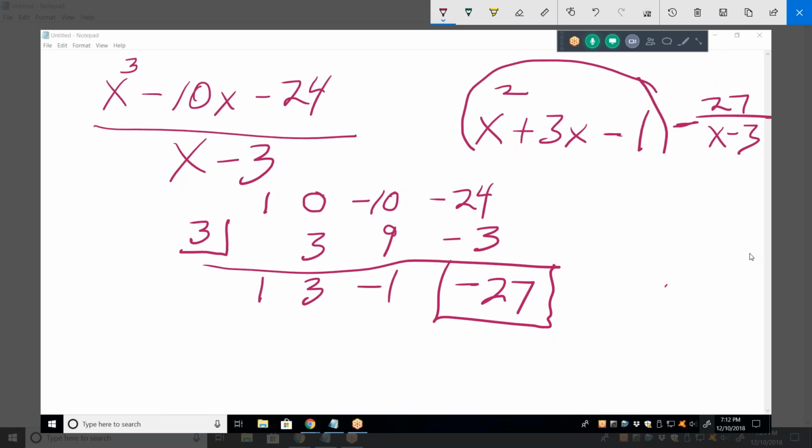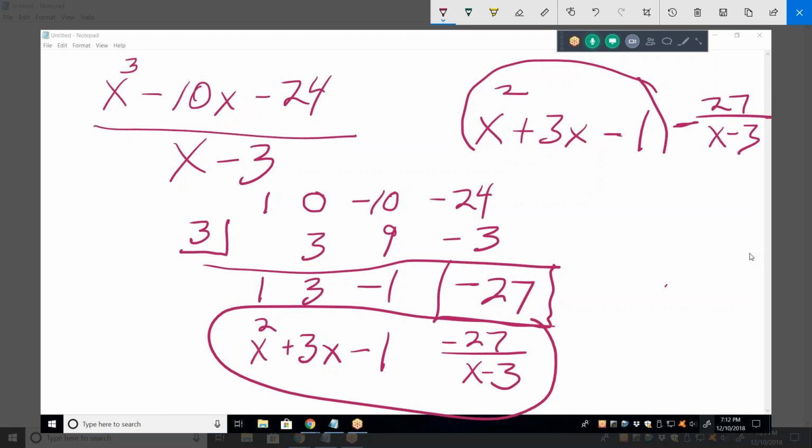What does that 1 mean? That means 1x squared. What does the 3 mean? It means plus 3x. The minus 1 is right there, with a remainder of minus 27 divided by the divisor, which is x minus 3. So we get exactly the same answer.